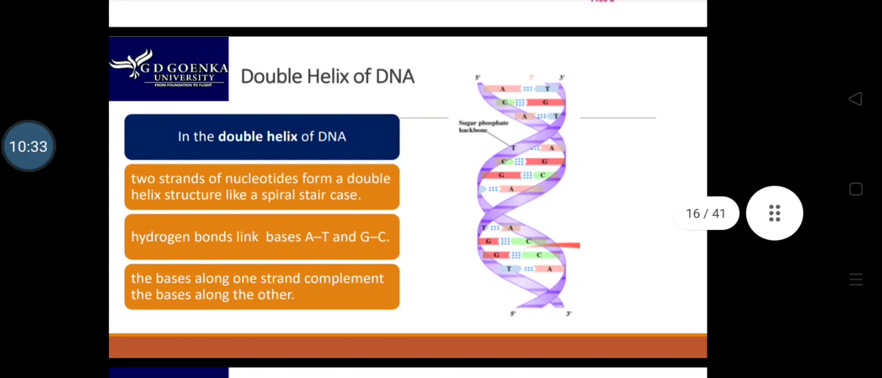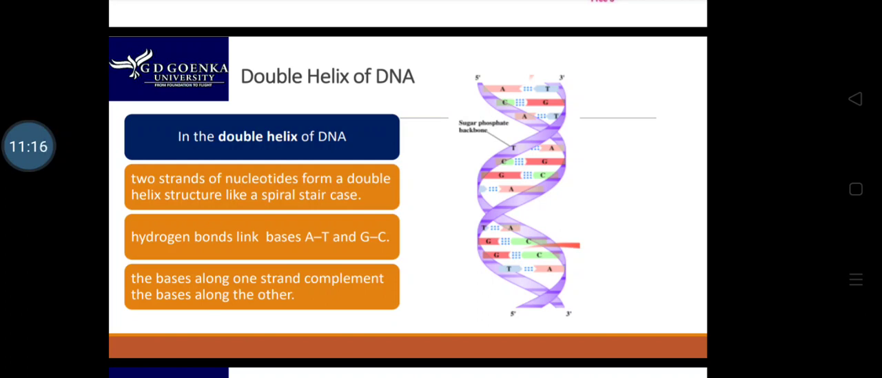In the double helical structure of DNA, we can see two DNA strands, two polynucleotides, winding around each other and forming a spiral staircase like structure. This is the double helical form of DNA, and both DNA strands are linked together by hydrogen bonds. The two DNA strands are attached to each other through hydrogen bonding between the bases.